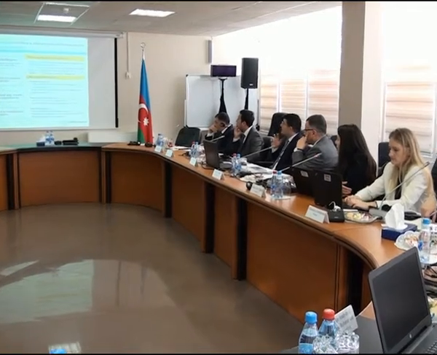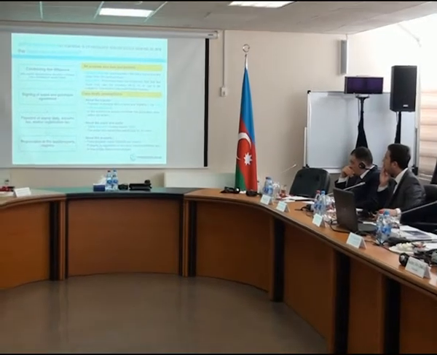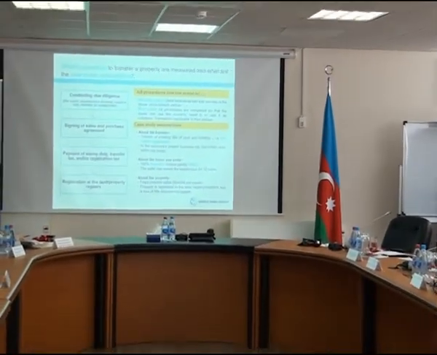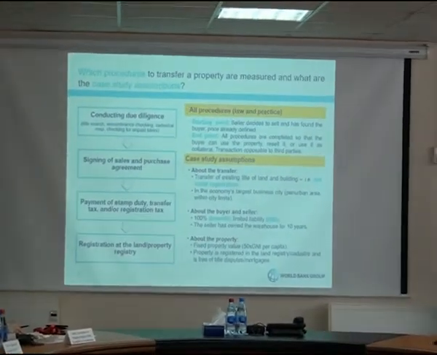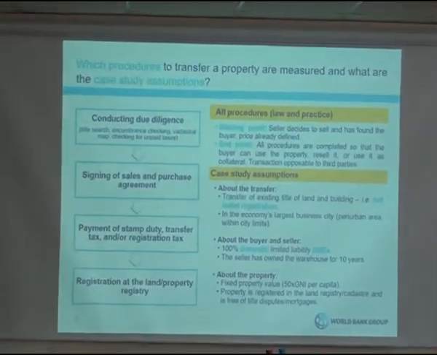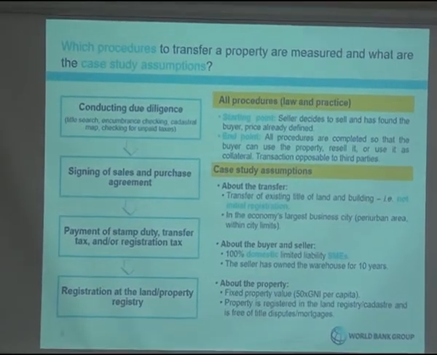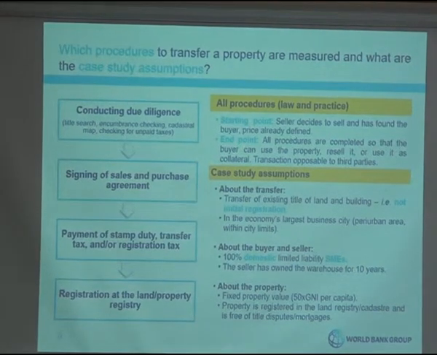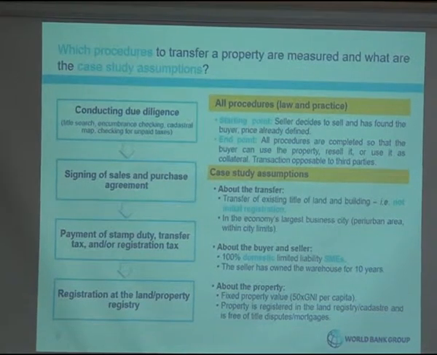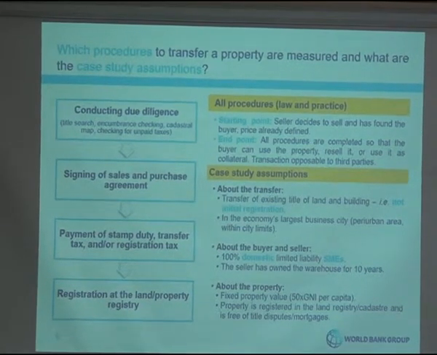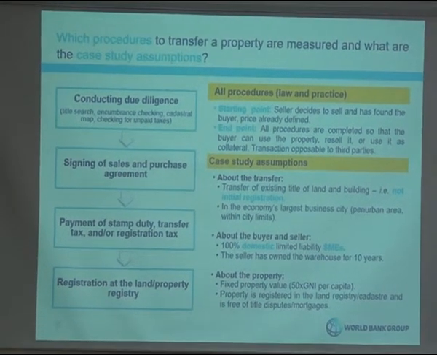So, to discuss the case study assumption, we take into account the fact that we have a seller that's going to decide to sell a property. We also consider that the seller has already found the buyer and the price is already defined. So there is no negotiation that is taking place. We also assume that the transfer is not an initial registration, which means the title has already been registered and we're registering it for a second time, at least to the buyer.